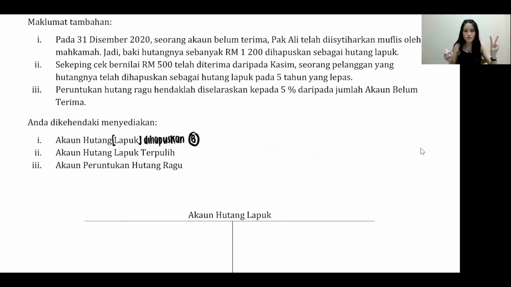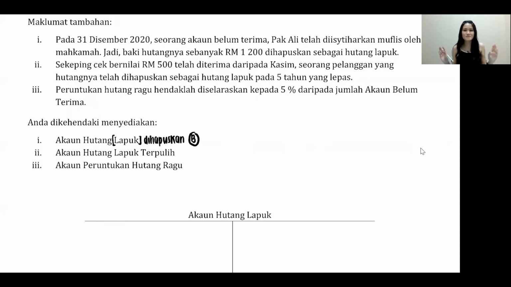Second one is account hutang lapuk terpulih. So how did account hutang lapuk terpulih, or we just say HLT, happen? So this is how it goes. At first, this person we have already confirmed as tidak dapat dikutip balik. So I hapuskan already. But after a few years, this person suddenly came back to us. But it's a bit of an awkward situation now because I've already blacklisted them.